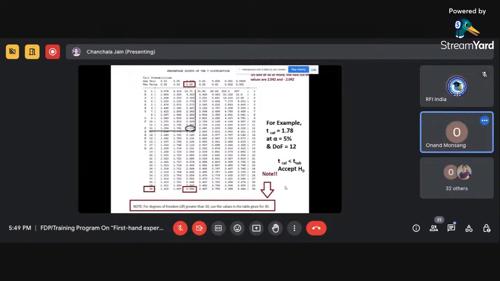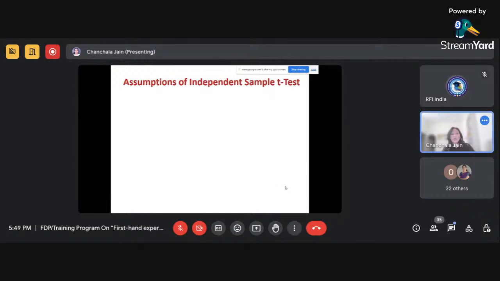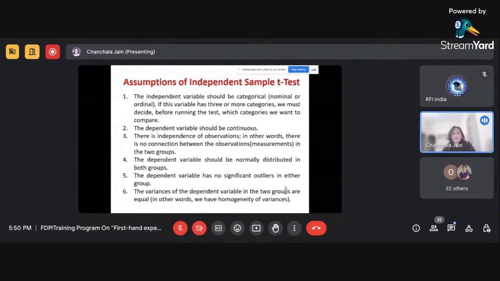Yes, ma'am. Yeah. Now talking about the assumptions. This is a very imperative and necessary thing to understand: what are the assumptions which we need to test before applying the independent sample t-test. The first assumption says the independent variable should be categorical. That means it should be either nominal or ordinal. If this variable has 3 or more categories, we must decide before running the test which categories we want to compare, right?